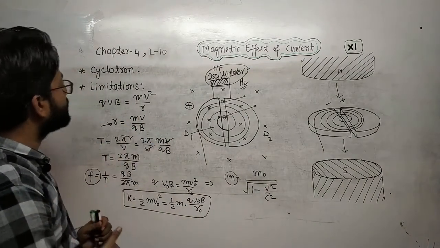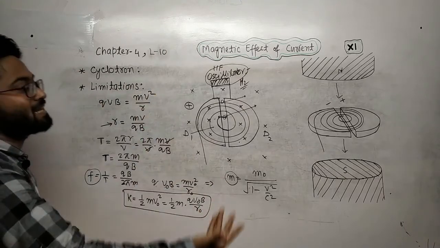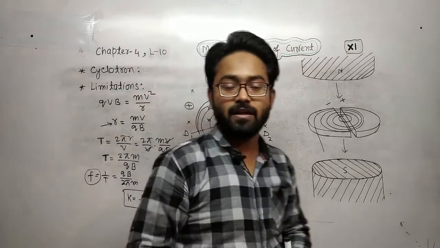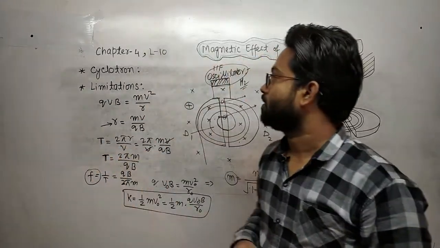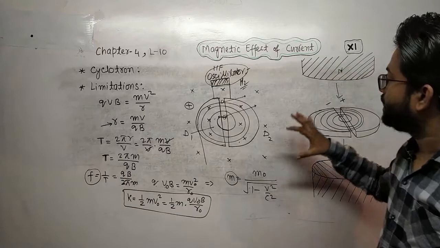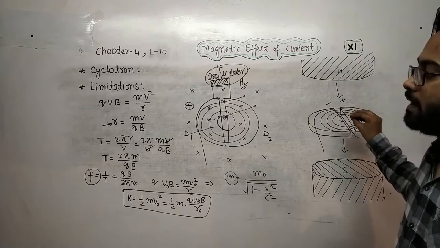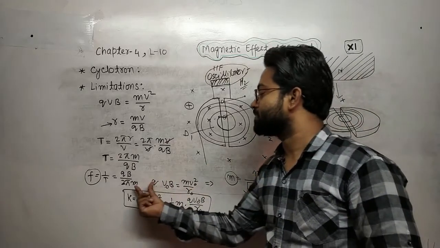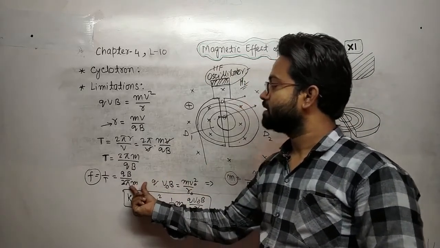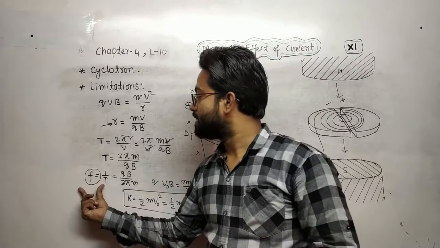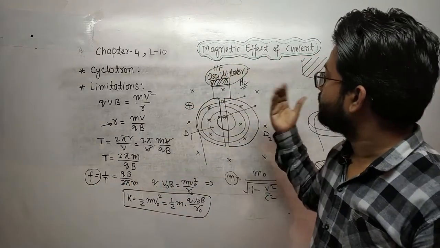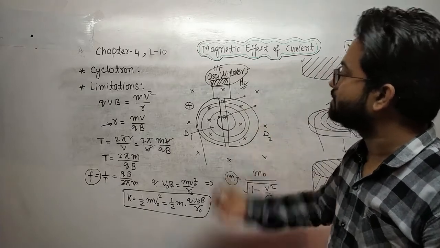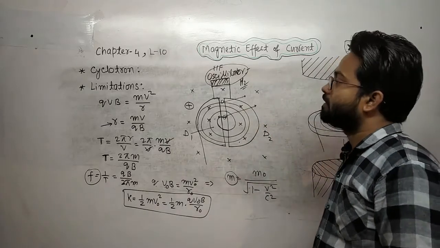And second, an electron cannot be accelerated in the cyclotron. Simply we can say that we cannot use an electron here. Why? Because if we use the electron, the mass of the electron is very small, then the frequency will be very high, and this will not be practical. In practice, we cannot use such a high frequency.